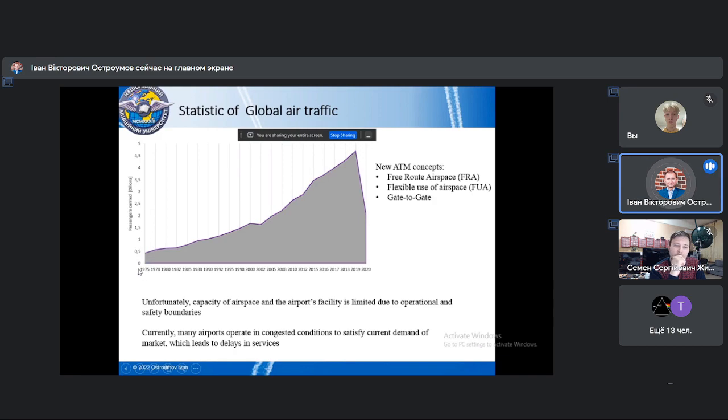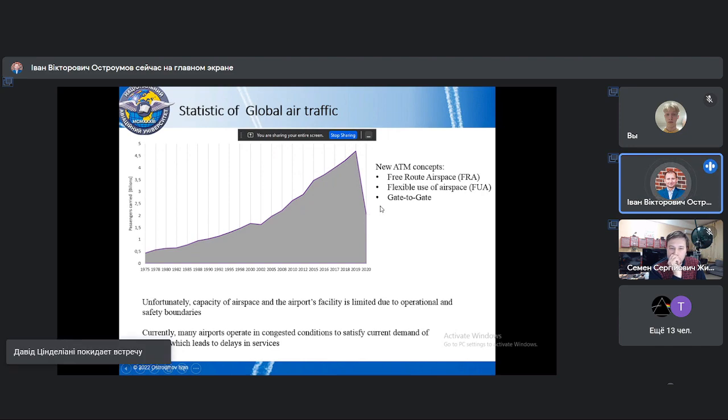beginning from the beginning of aviation from 1970. Each year we've had growing passenger flow until, of course, the coronavirus disaster. However, nowadays this diagram is going up, and probably in the next few years we will reach pre-pandemic levels of air traffic. And the main reason is that aircraft usually fly by a particular air traffic road network.